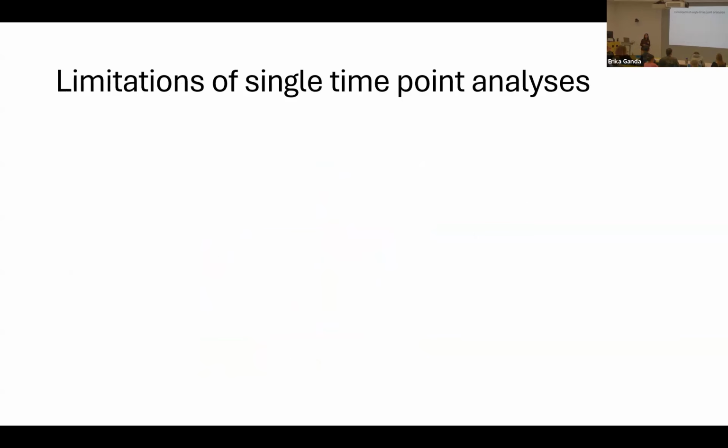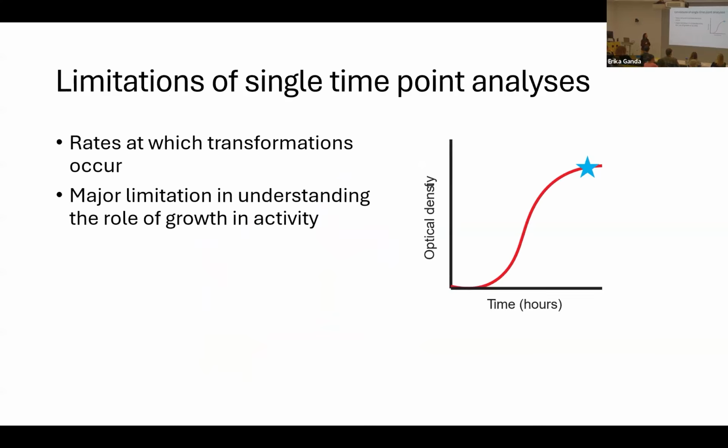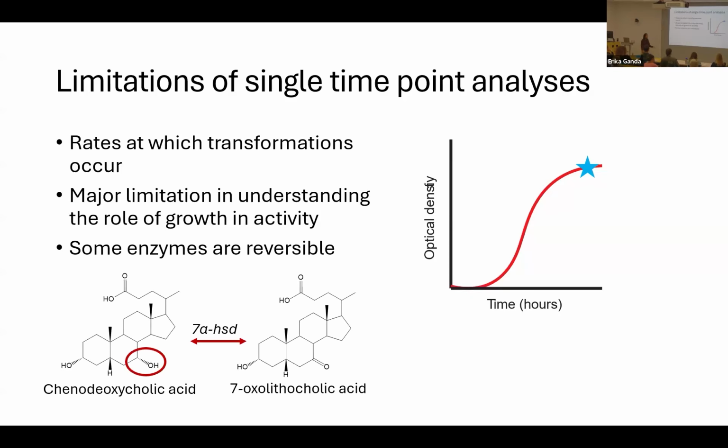However, with this type of analysis, there are some limitations. We did a single time point analysis, which allowed us to use very large cohorts of bacteria, of course, but we were losing a lot of information about how quickly these transformations were occurring, which can be super important in the context of a community setting, right? We also didn't have a lot of information about how growth was affected by bile acids. And also HSDs are reversible enzymes. So it's possible we were losing some of these transformations at certain time points throughout our data.